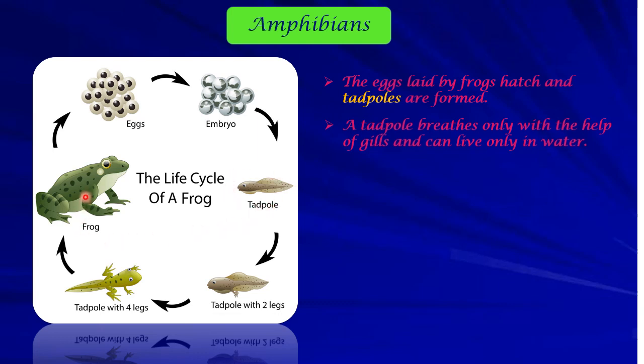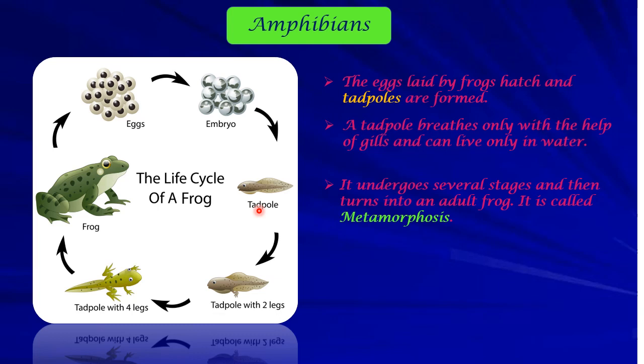I told you the frog has a special feature where it can breathe with the help of the skin. But a tadpole is not a matured frog. This tadpole is a tiny one, the younger one of the frog. So the tadpole will not be able to survive when it is out of the water. It possesses gills in order to breathe inside the water. Next, it undergoes several stages and then turns into an adult frog. It is called metamorphosis. The stages of development of the frog, right from the egg till the matured frog, we call metamorphosis.